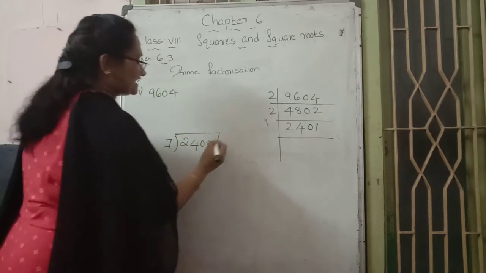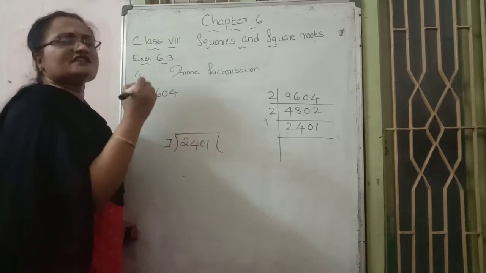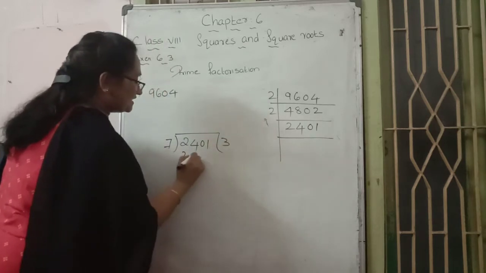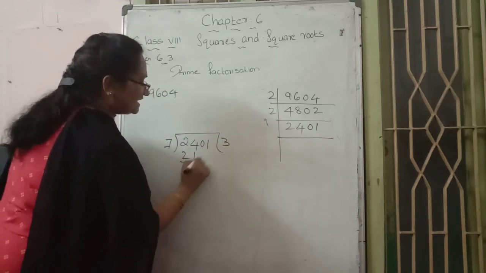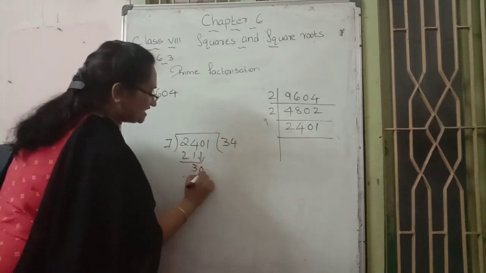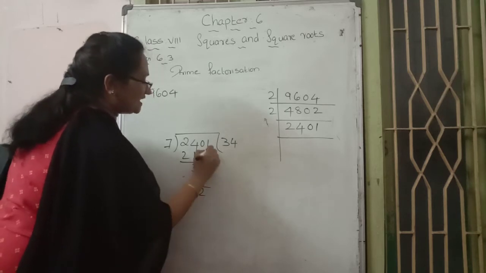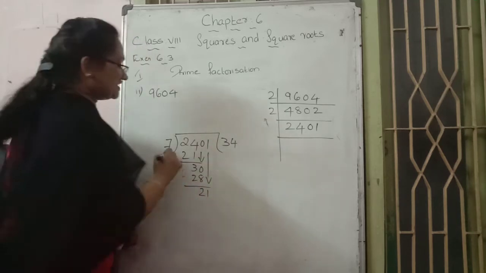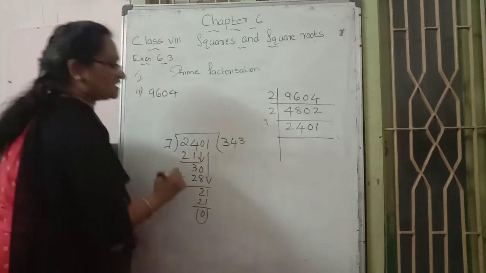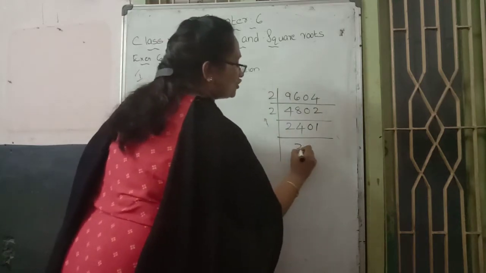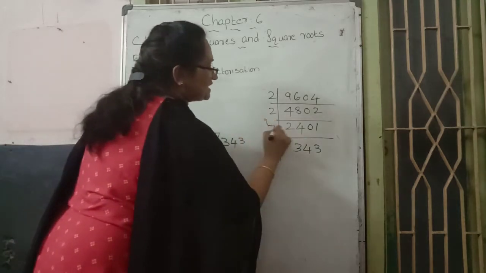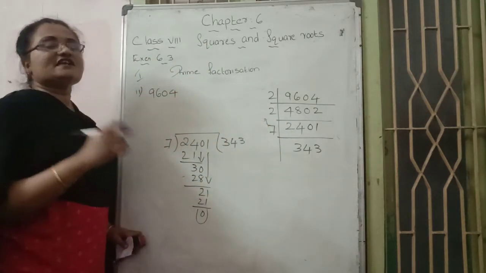24 is not there, and the nearest answer is 7 into 3, how much? 21. Subtraction gives 3, and bring down the next number, 30. 7 table 30, 4 times, 28. Subtraction gives 2, and bring down 21. 7 table 21, 3 times. So 7 3s are 21. Remainder becomes 0. So what is the answer? 343. Which number do we use when dividing? 343 is obtained using prime number 7.